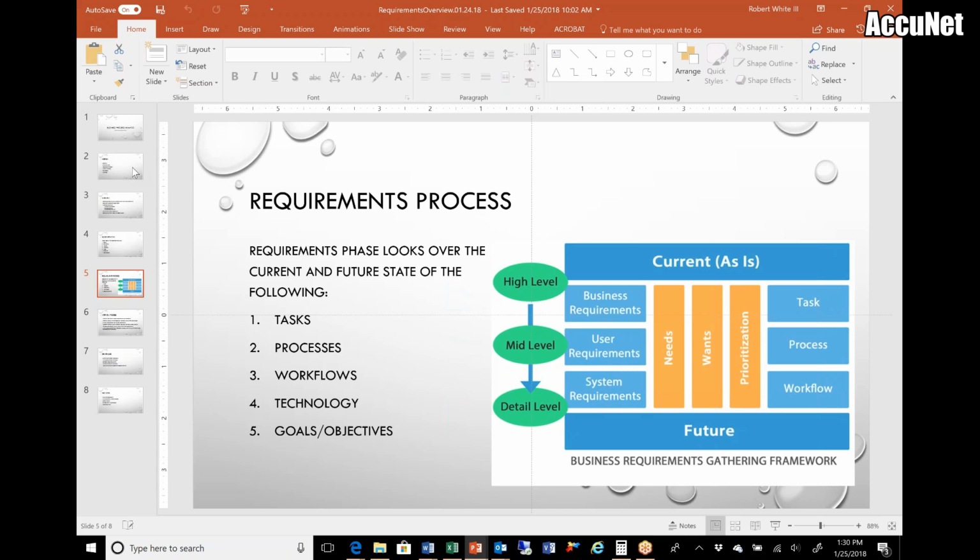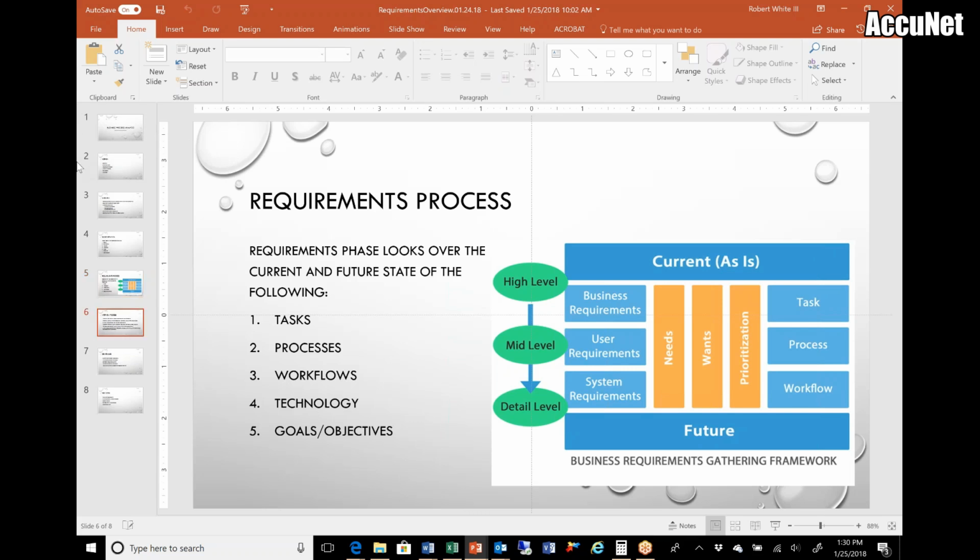They weigh higher on the scale of needing a higher or more sophisticated system to help facilitate those pieces and parts. So the idea is that we're working from a high level, working down into a detail level with each of these pieces and parts, and that is by going through a business requirement, user requirement, and system requirement. Does anybody have any questions on this?